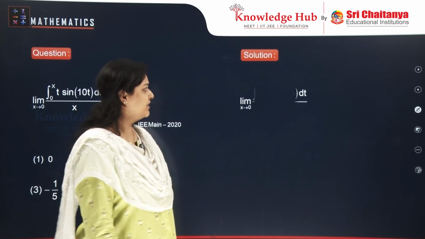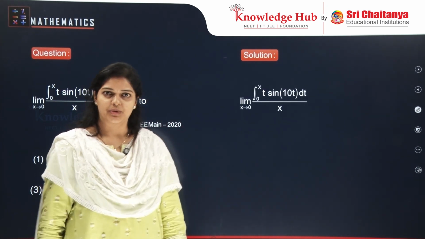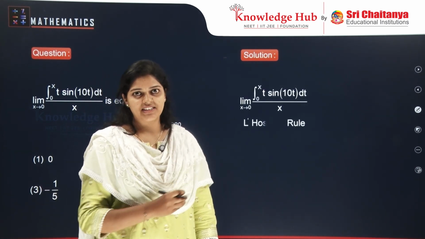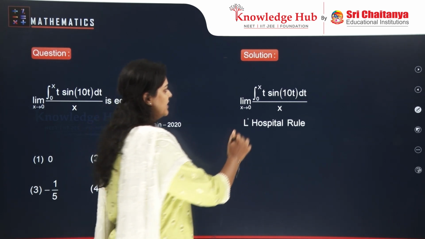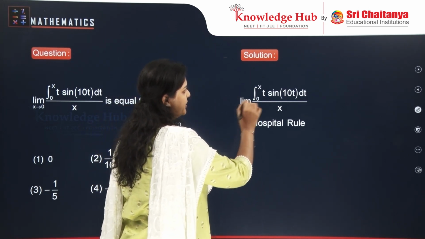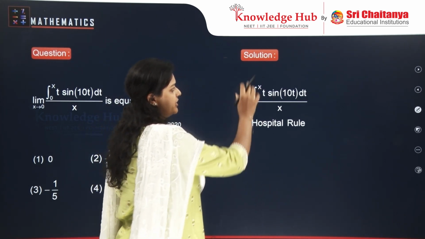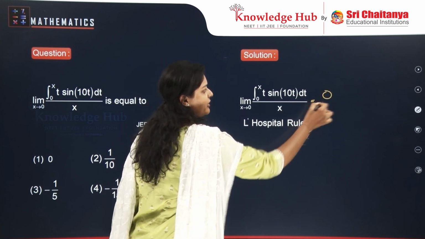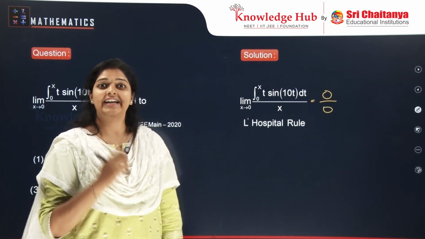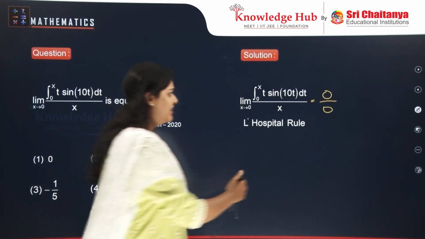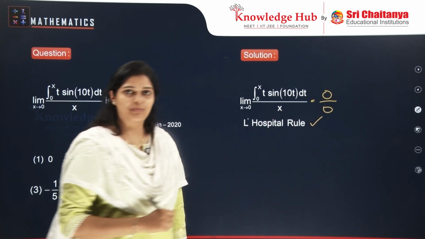So the first thing, when a limit is given, what are we going to do? We substitute the value of x and check what is happening. So here if you substitute x equals 0, you are getting 0 by 0. The numerator becomes 0 and the denominator also becomes 0, which is an indeterminate form, and that is why we have to use L'Hopital's rule.